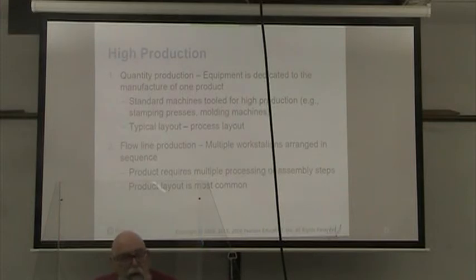All right, so when we're talking high production, obviously we're talking quantity production. We have a lot of equipment that's dedicated to making just one thing or doing just one part of the operation for products. So often that's standard machines that are tooled for the high production. Or that can also be custom machines because we're making something that is a little bit unusual in shape, size, whatever, and so we make a custom machine, maybe starting with a standard machine to do it.